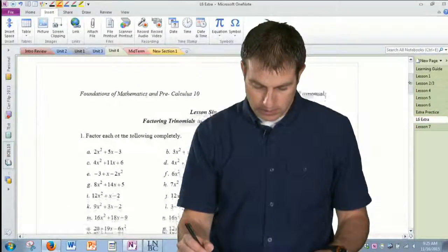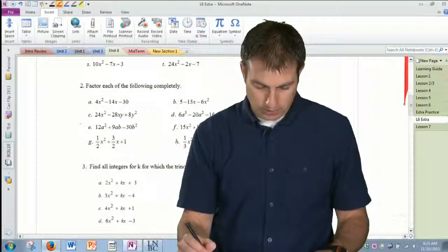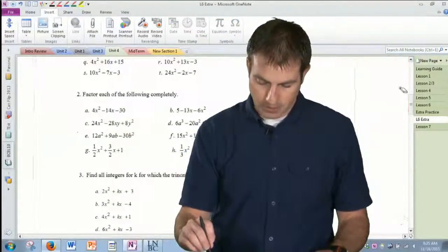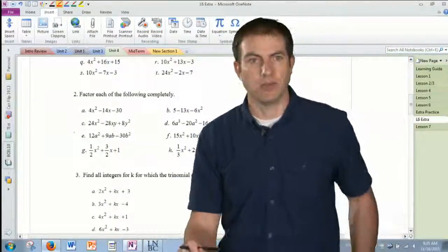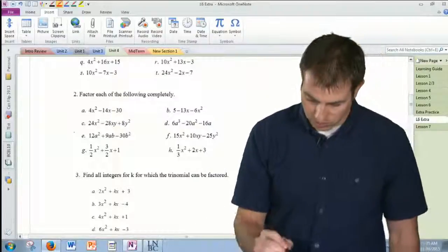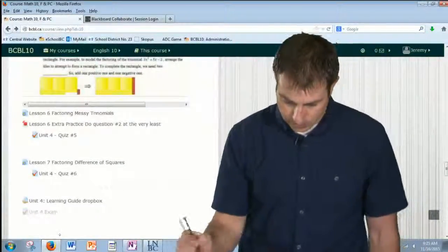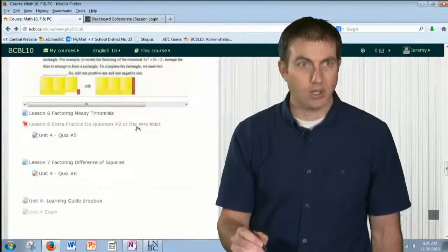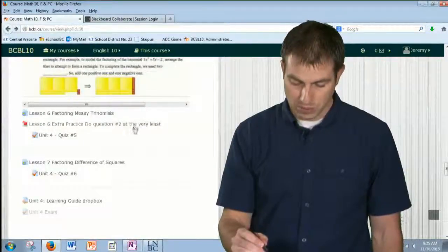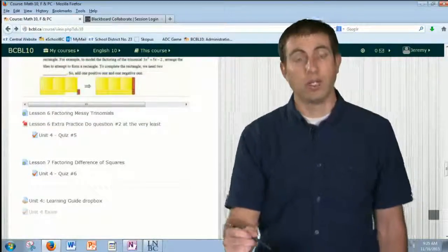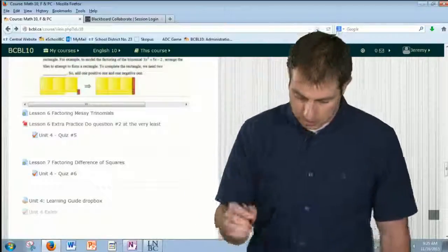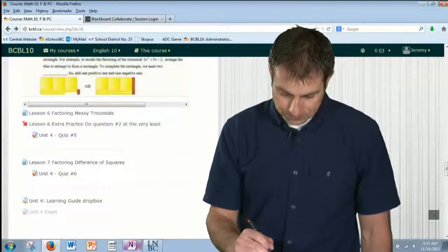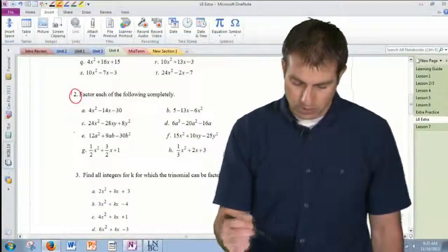So this is the lesson 6 extra practice. Hopefully you guys had a chance to look at a few of these. I think I asked you to go over number 2. Let's just, right here. So number 2 at the very least. If you want to do more than that, go ahead, but number 2 is really important. So here we go. Number 2, extra practice.